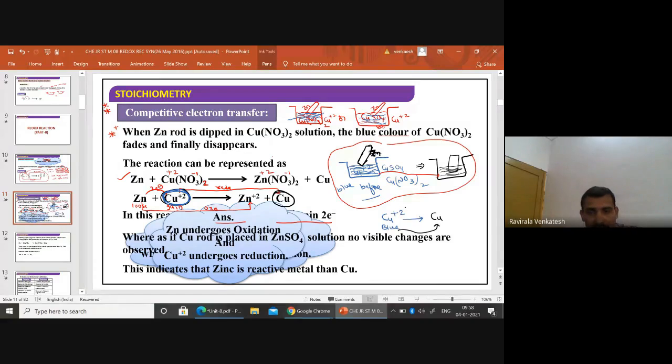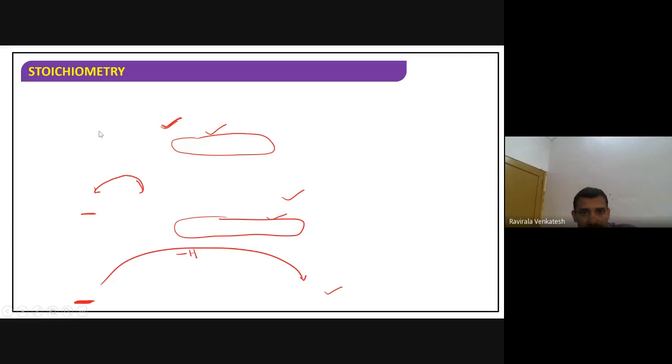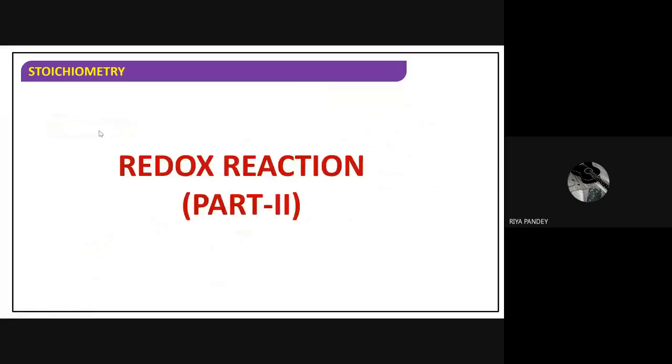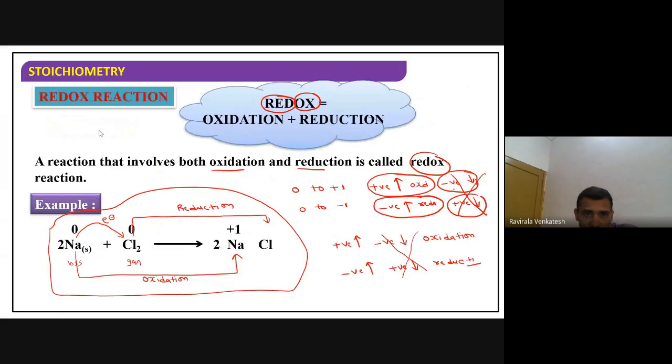So this is a very good example to explain the redox reaction. You have to remember this one, beta. Any doubts regarding this one, beta? You have any doubts? No, sir. Right, we'll move to the next example now.